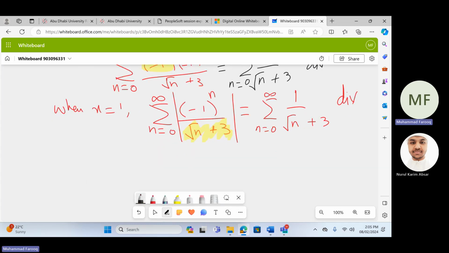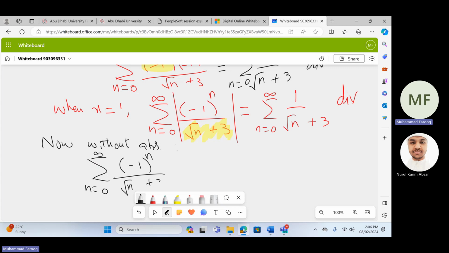Now please look at here. I'm writing it down just for your reference. Now without absolute value, please just remove the absolute value. So n is 0 to infinity. I have minus 1 power n, then 1 power n plus 1 is 1, no need for that. Divide by square root of n plus 3. Okay.